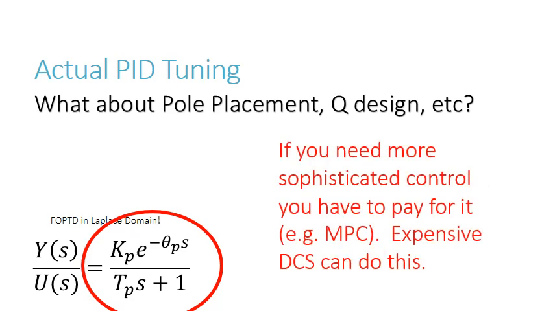If you want to use sophisticated techniques, then model identification and getting a good model is going to be the hard part. That's one of the major areas of research and investment in model predictive control, which is the current rage, and you're going to find that in very expensive distributed control systems.